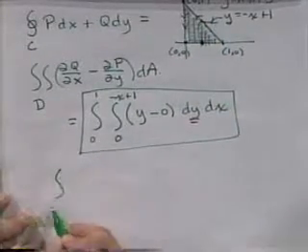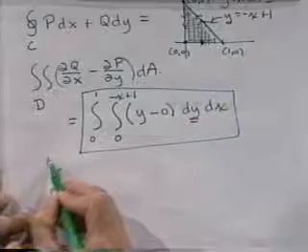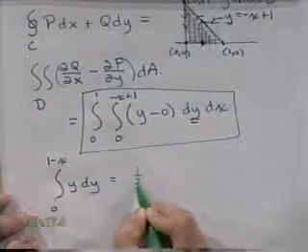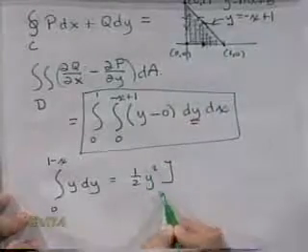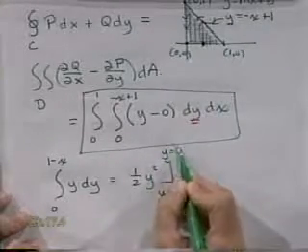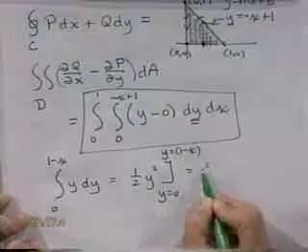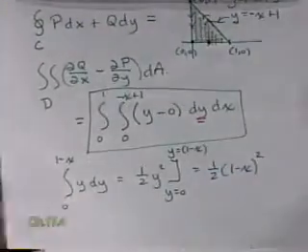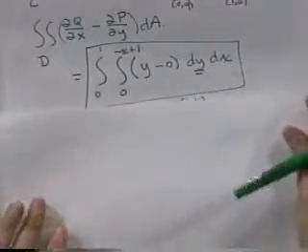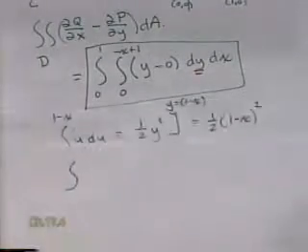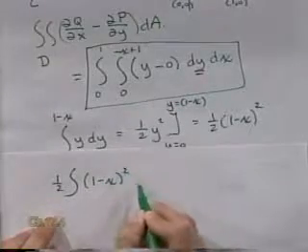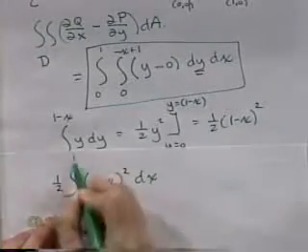If I do the inner integral, instead of writing minus x plus 1, I'll write this as 1 minus x of y dy. That's going to give me 1/2 y squared, and we're going from y equals 0 to y equals 1 minus x, which gives me 1/2 (1 minus x) squared. And if I take that and do my outer integral, it was 1/2 (1 minus x) quantity squared dx, and we're going from 0 to 1.